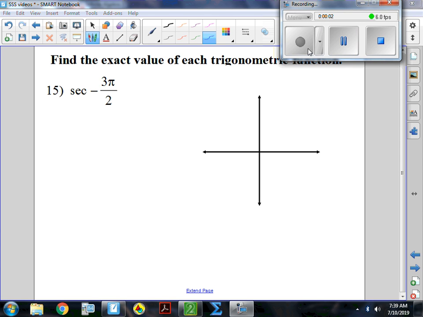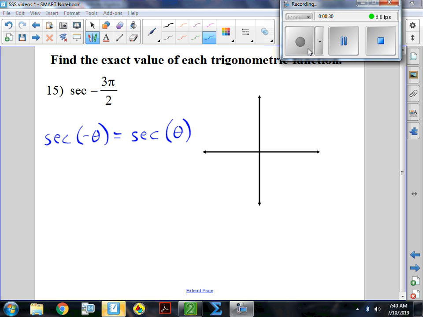Number 15, find the secant of negative 3 pi over 2. So secant and cosine are both even functions, which means that the secant of negative theta is equal to the secant of positive theta. So if I find the secant of positive 3 pi over 2, I should be able to find the secant of negative 3 pi over 2.